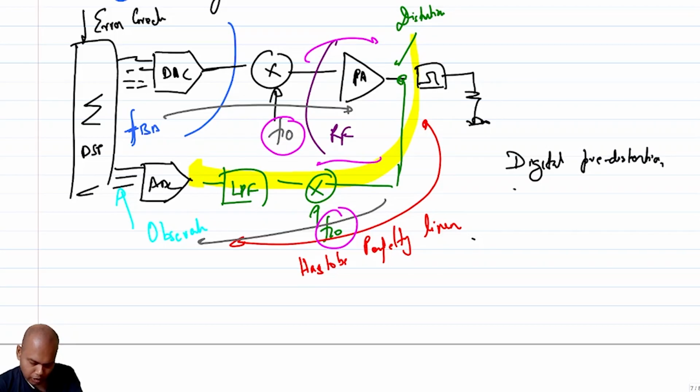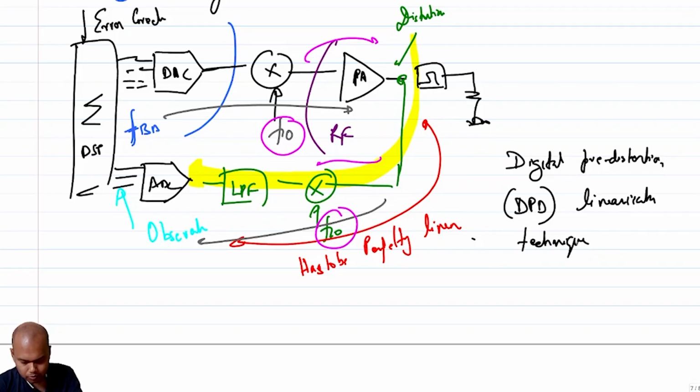This or DPD, linearization technique. Okay, fine. There are several other ways of linearizing. I mean, at least I wanted to give you a flavor of what are the ways people think about linearizing.